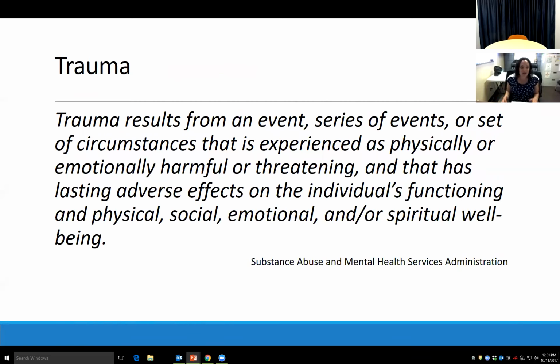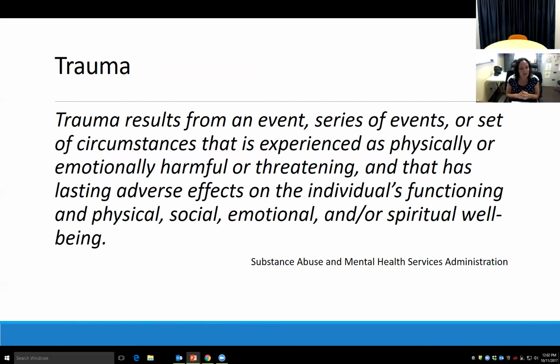Okay, so first talking about trauma. What is trauma? This is a nice definition that SAMHSA has come up with. It says, trauma results from an event, a series of events, or a set of circumstances that is experienced as physically or emotionally harmful or threatening, and that has lasting adverse effects on the individual's functioning and physical, social, emotional, and or spiritual well-being. So it's a pretty big definition. It's really all-encompassing, highlighting how there's an event or a series of events that can impact an individual's overall well-being in each and every capacity.